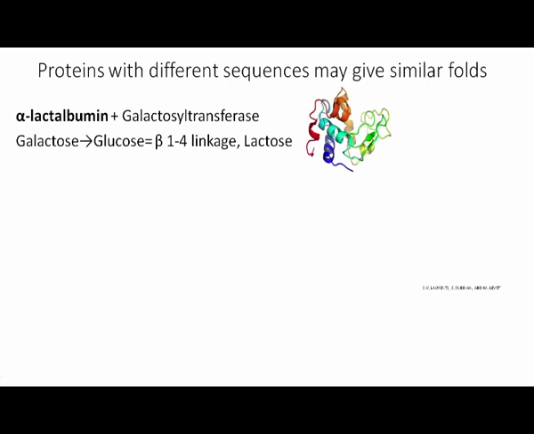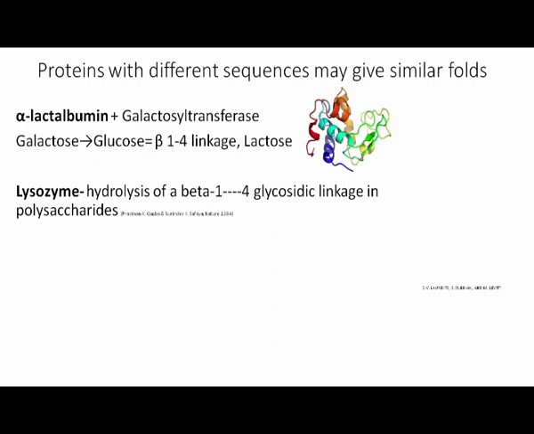Now, interestingly, if you look at a very different protein called lysozyme. What does this lysozyme do? It hydrolyzes the same beta 1,4 linkage that has been synthesized by the galactosyl transferase. In one case this has been synthesized, in another case the lysozyme hydrolyzes or breaks this beta 1,4 glycosidic linkage in polysaccharides. And if you look at the structure of this lysozyme, you will be surprised to see, doesn't it look very similar to the structure that is up there?